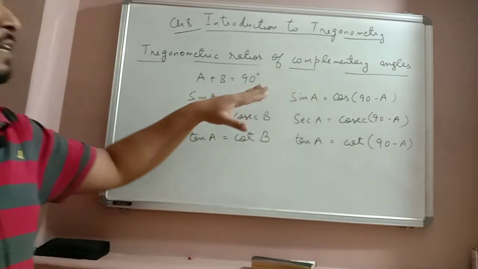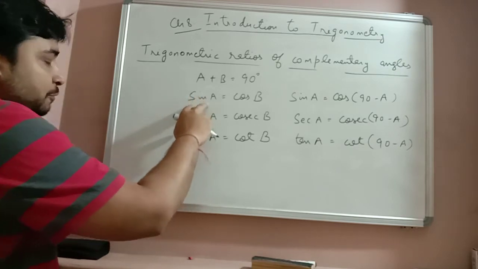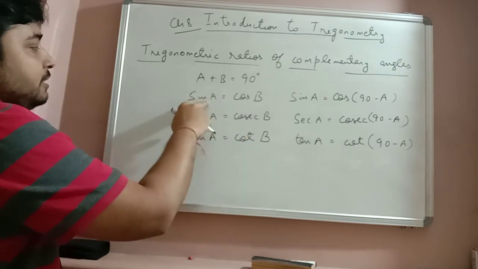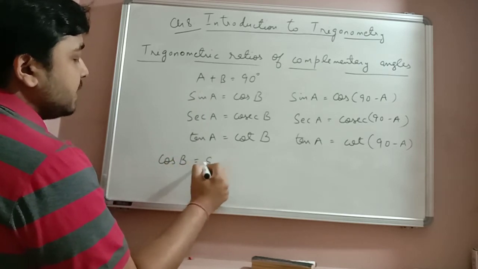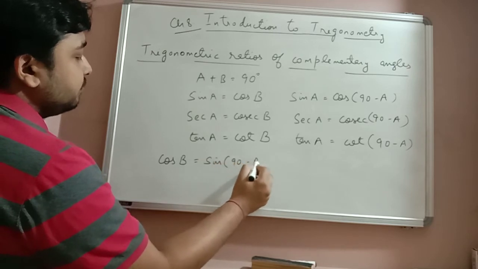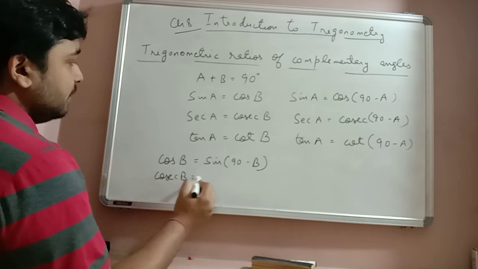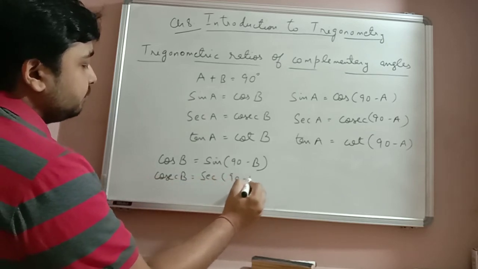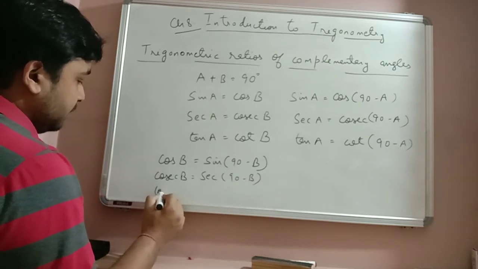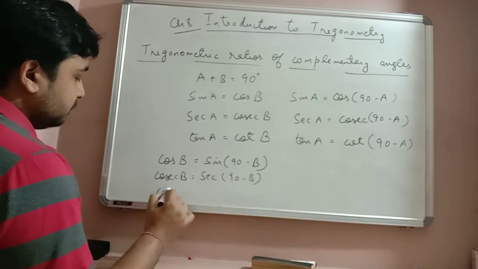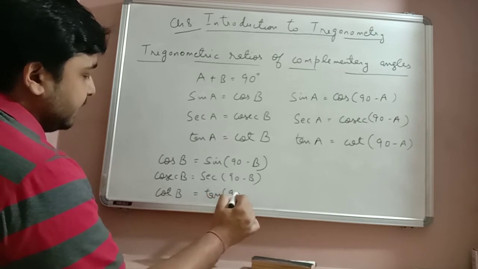Now similarly, we can also write in the opposite manner. See, if I don't change cos B and I change here, I can write cos B equals sin(90 - B). Then similarly, I can write cosec B is equal to sec(90 - B), and similarly I can write cot B is equal to tan(90 - B).